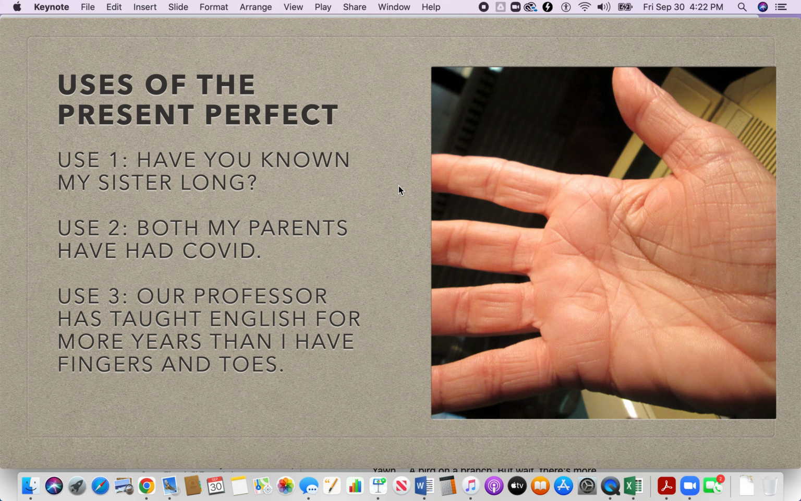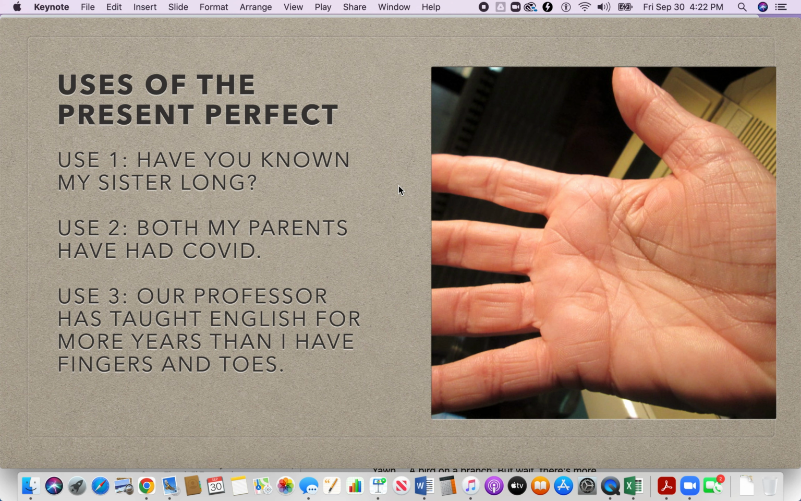So here's use number 1. A state that began in the past and is still the case. Example, have you known my sister long? Started in the past and has continued until now. Use number 2.